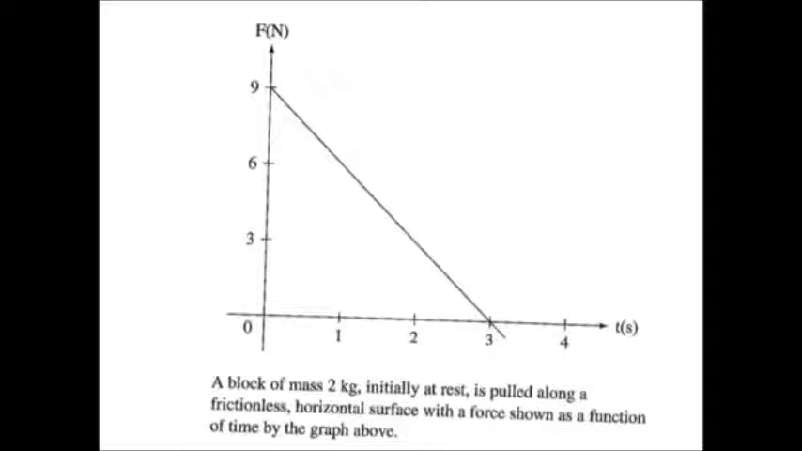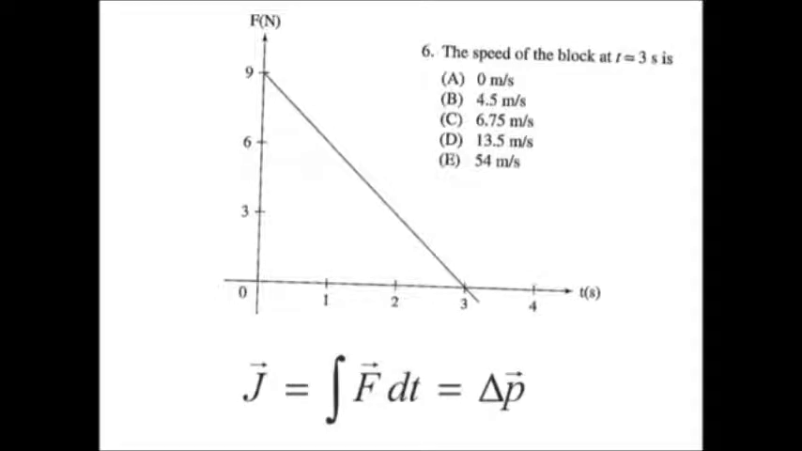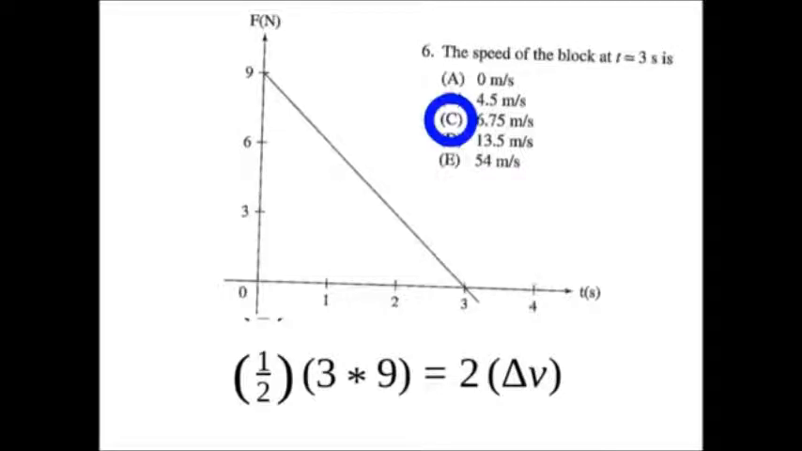A block of mass 2 kilograms, initially at rest, is pulled along a frictionless horizontal surface with the force shown as a function of time. Question 6. What is the speed of the block at t equals 3 seconds? We have a changing force, which makes the kinematic equations hard to use because the acceleration is changing. But we have impulse equal to change in momentum. When you see a force-time graph, think: impulse is equal to the area under that graph, a triangle. One half base times height is the impulse, which equals the change in momentum. We started at rest, we have a base, a height, and a mass of 2 kilograms. The velocity is 6.75 meters per second.